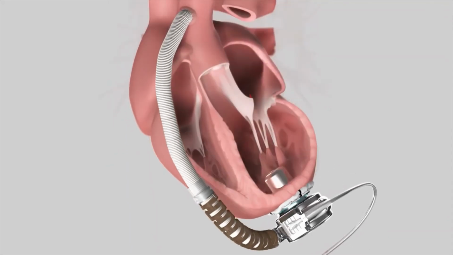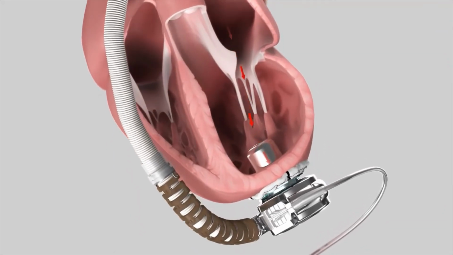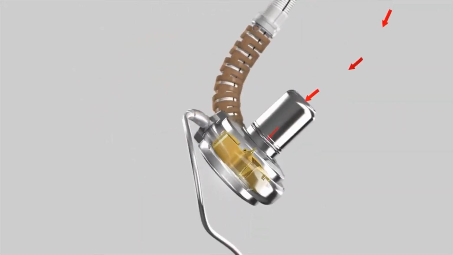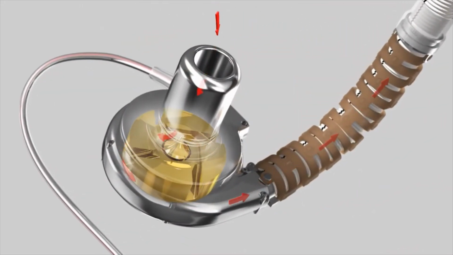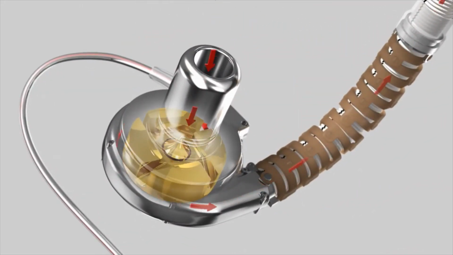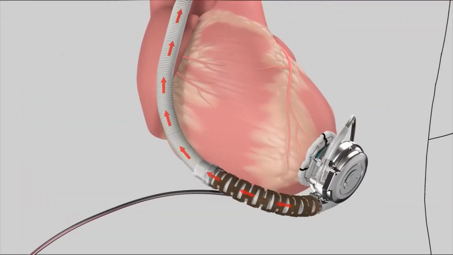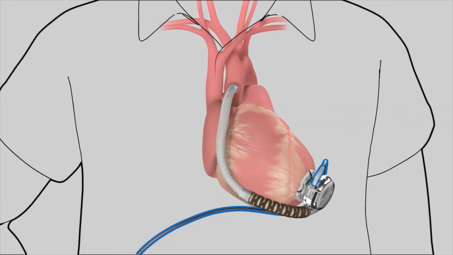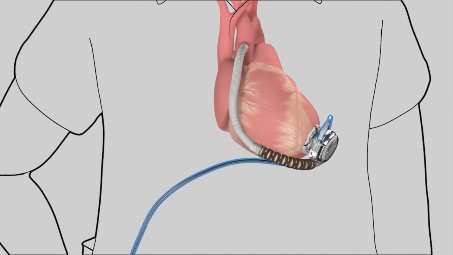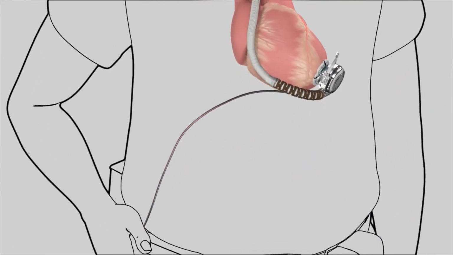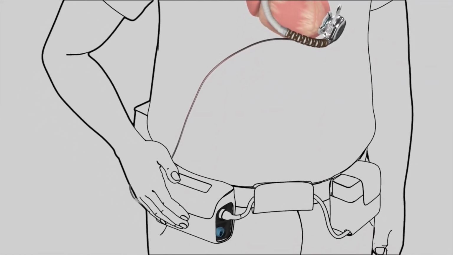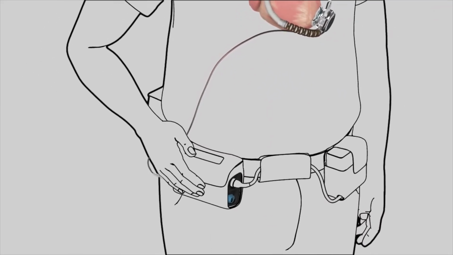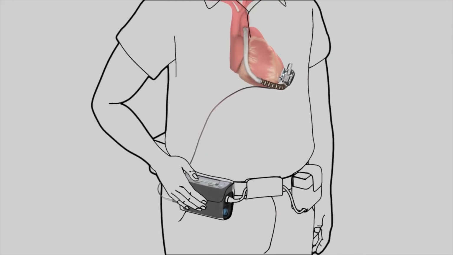Once in place, blood flows from the left ventricle through the inflow cannula into the impeller. It then exits through the outflow graft to circulate throughout the body. The driveline cable, constructed with fatigue-resistant conductor wires similar to those used in pacemakers, exits the patient's skin and connects the implanted pump to an externally worn controller.